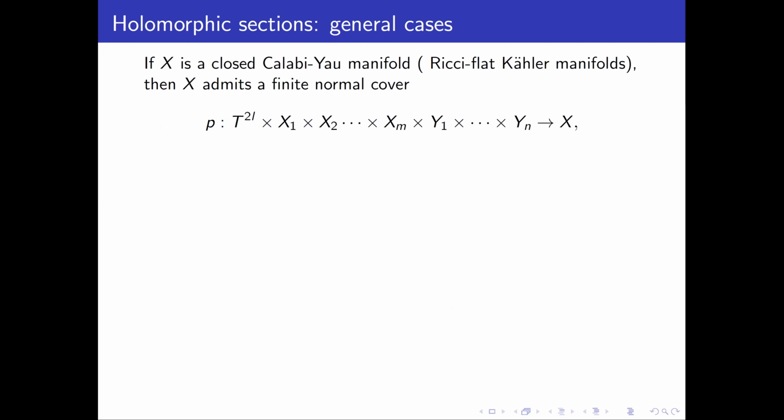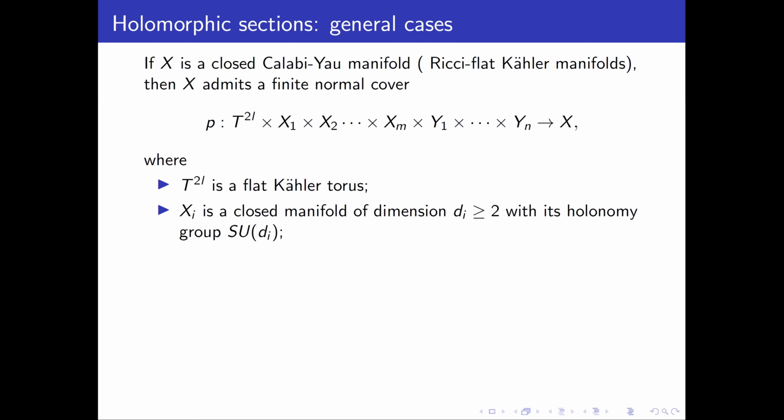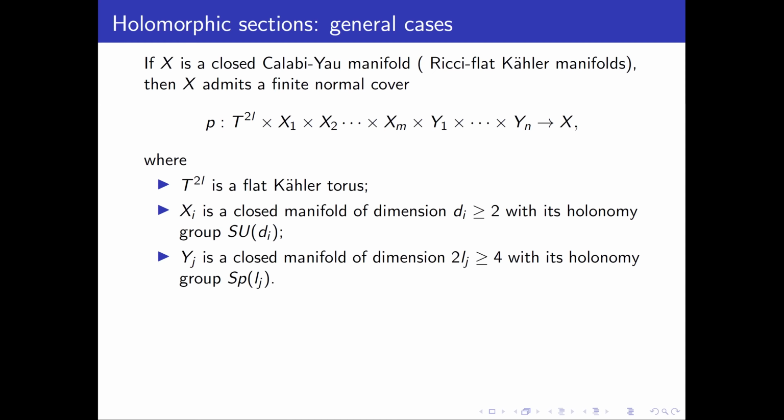Okay, now the previous is a special case for general Ricci flat Kähler manifold. X will have a finite normal cover. The following here, T^2L is a flat Kähler torus, and Xi is a closed manifold with dimension di, and its holonomy group is SU(di). Now Yj is a closed manifold of dimension 2Lj with the holonomy group SP(Lj).